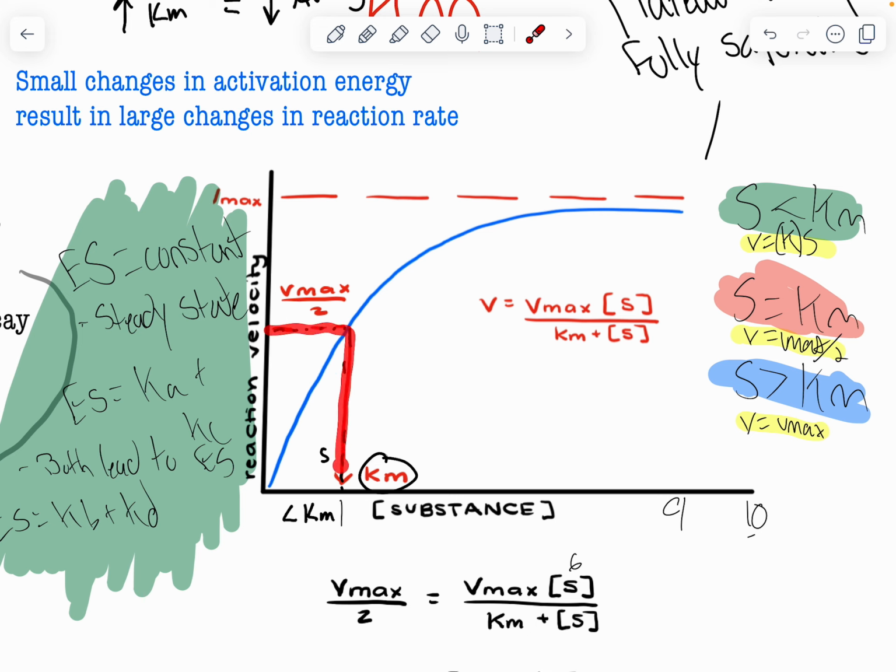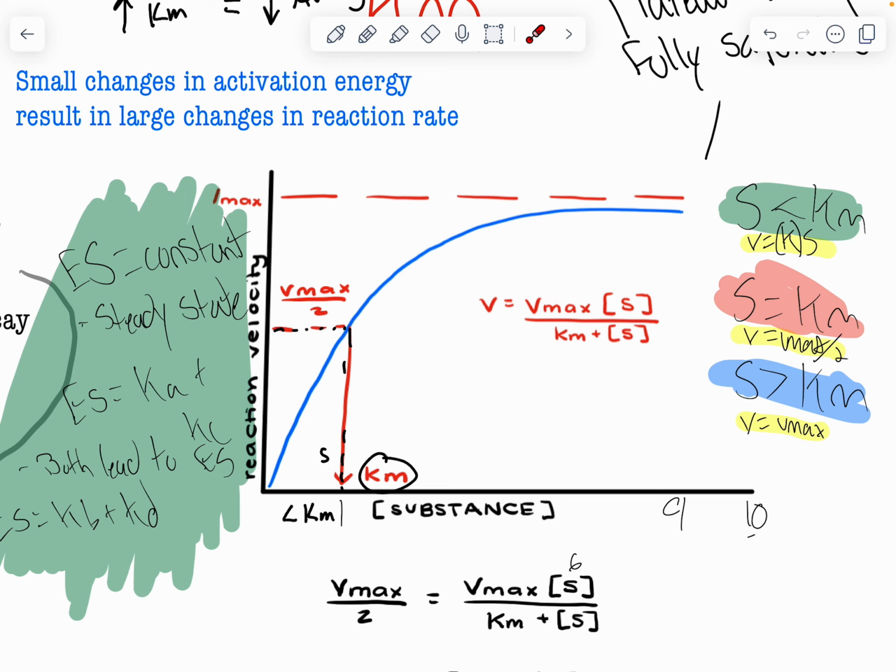When we are directly at Km, that means the substrate level is equal to Km. And then anything past Km means our substrate value is larger than Km. Each one of these is going to have a different value in terms of reaction velocity, or how quick a reaction is going to occur. So first, let's talk about substrate level less than Km, represented by this little green box.